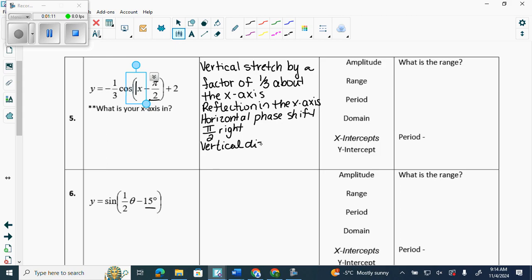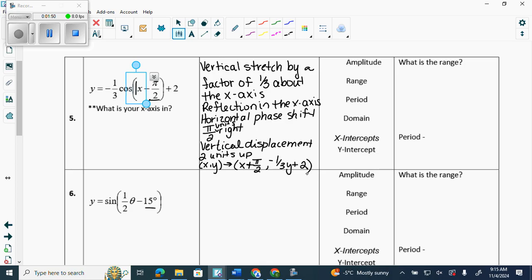Forgot the units. 2 units up. So our x, y becomes, what happens to our x's? X plus pi over 2, comma, negative 1/3 y plus 2.